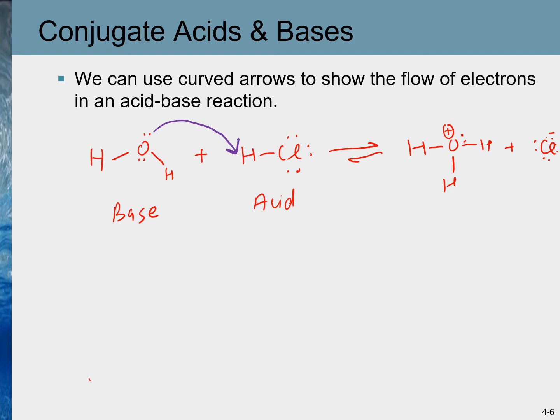So if the proton is taken away by the oxygen atom of water, then this pair of electrons in the bonding site will move to the chlorine atom, and the resulting conjugate acid and conjugate base are shown here.